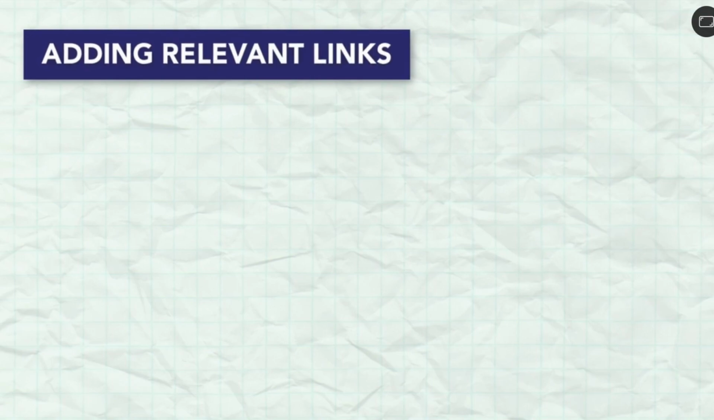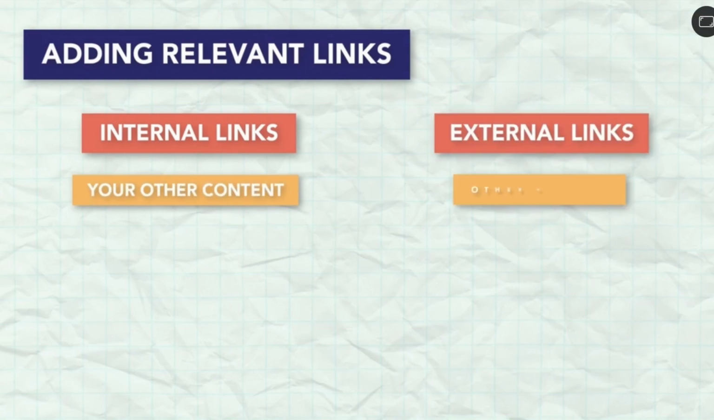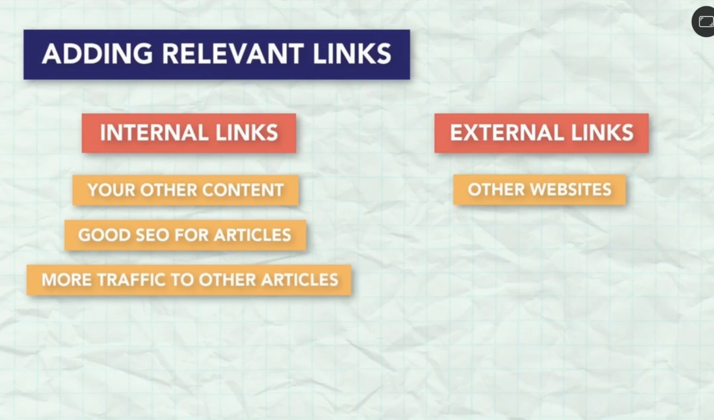Next is adding relevant and helpful links to your content. This includes both internal links, which link to other content on your website, and external links, which link to other websites. Internal links are good for building SEO on your content and getting more eyeballs on your articles, and external links are also necessary to show that you're referencing relevant and helpful resources from around the web.